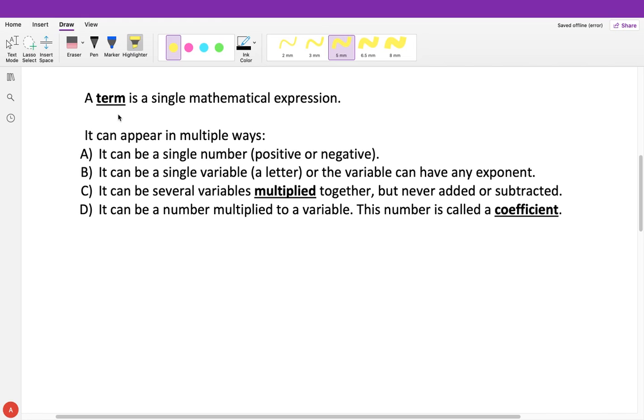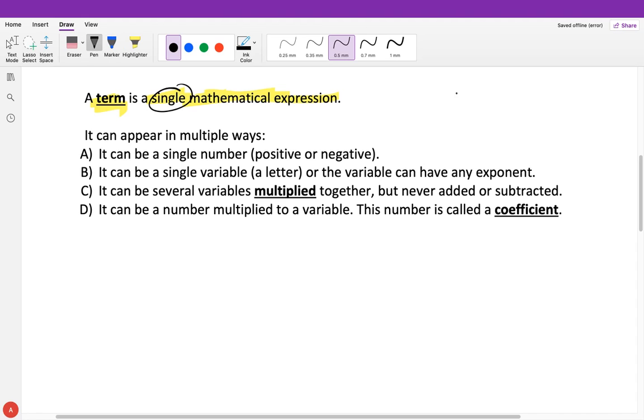All right, so a term is a single mathematical expression. You should know the difference between an expression and an equation. For instance, if I just write x, that is an expression. But if I say x is equal to 5, that becomes an equation because we have that equal sign. So a term is just a single, and that's the thing here too, single mathematical expression.